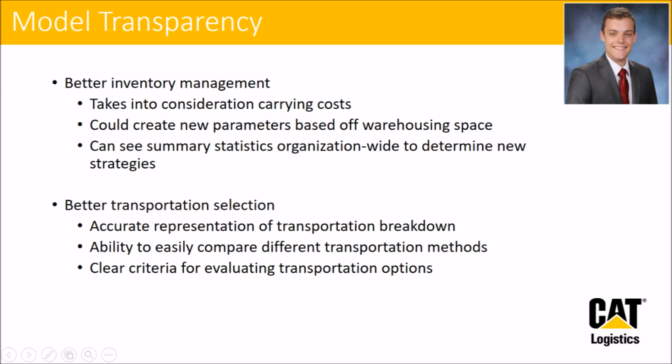It will allow Caterpillar to make better inventory management decisions because it takes into account carrying costs when making its recommendations. In addition, future parameters could be used, such as available warehouse space, to further aid in the decision-making process. Finally, it will help provide summary statistics organization-wide to help Caterpillar's business strategies.